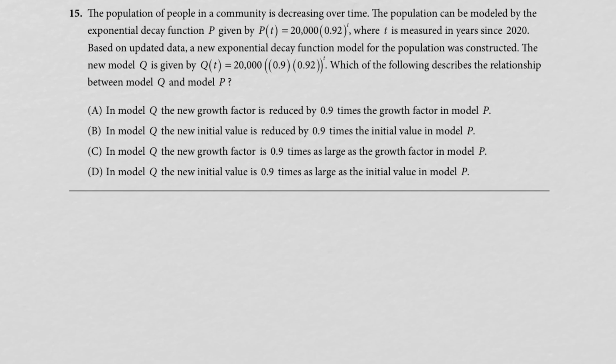15, the population is decreasing over time. So we have this kind of situation, years since 2000, so they have this equation. Then they have an updated model. The new model was given by this instead. It's a different model. Which of the following describes the relationship?